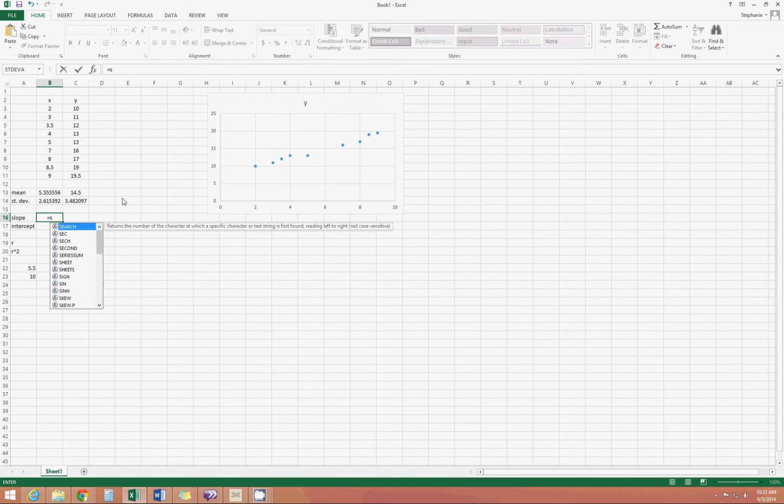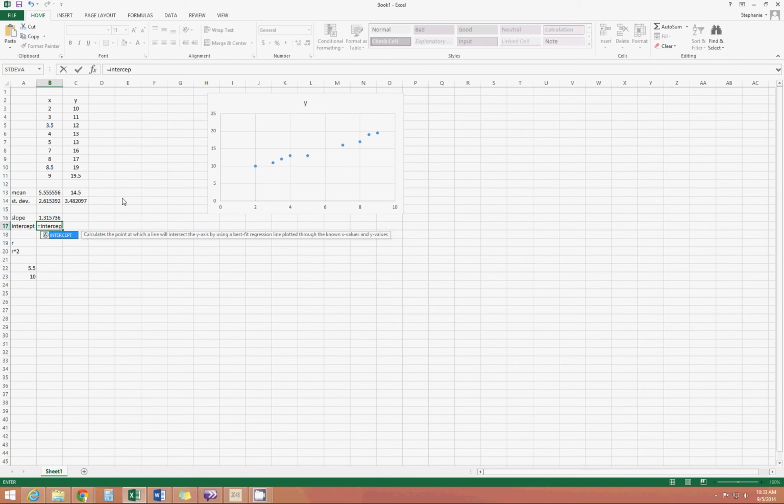So for the slope, it's just SLOPE, which is nice and easy. It says known y's first, and then known x's. And intercept is just INTERCEPT. And then do the x's. And again, it always asks you for y first and then x for these.